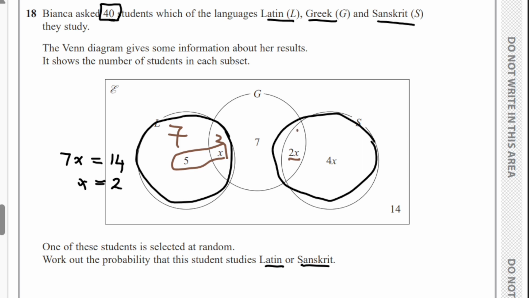Now Sanskrit, 2x, x is 2. So 2 times 2 is 4, and 4 times 2 is 8. 4 plus 8 is 12. So Sanskrit are 12, Latin are 7.